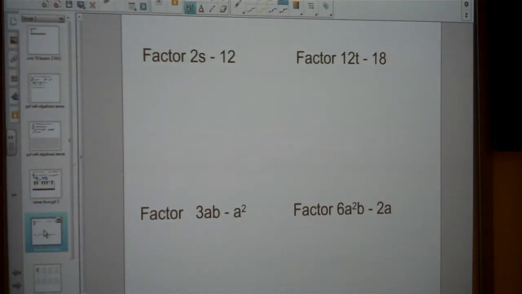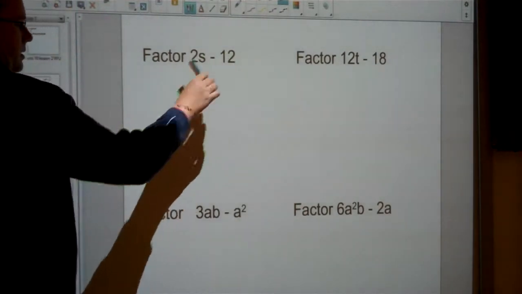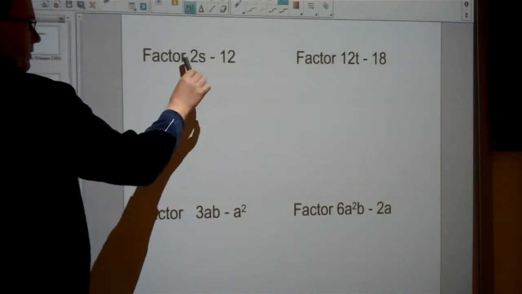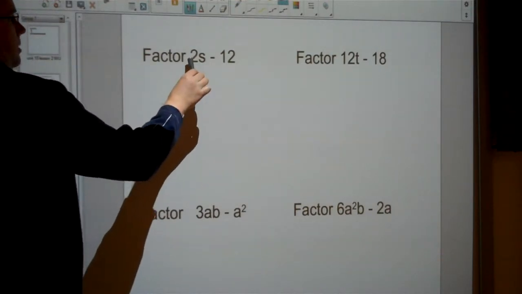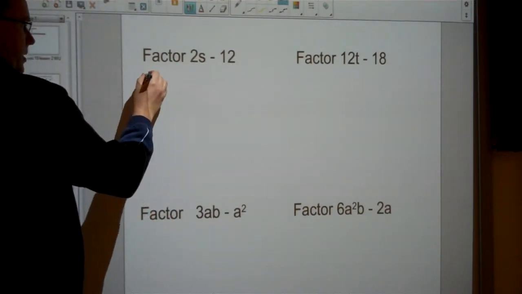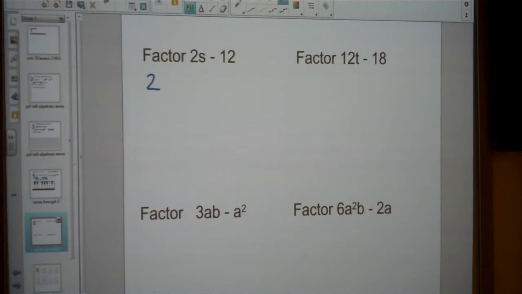Now, we move on to some slightly simpler examples, and sometimes the simple ones cause more problems. So this time, there's no s's on both sides, so we can ignore that part. There is a factor with the numbers here though. So the GCF of 2 and 12 is 2. They're both in the 2 times table.